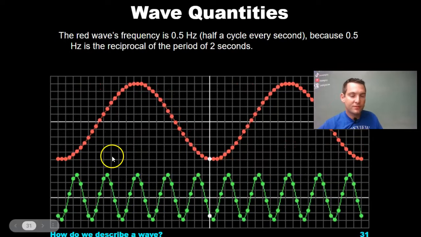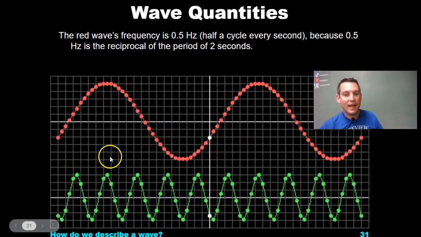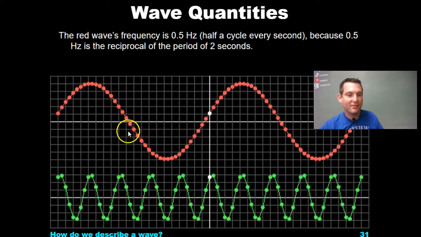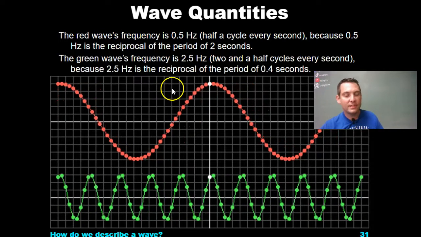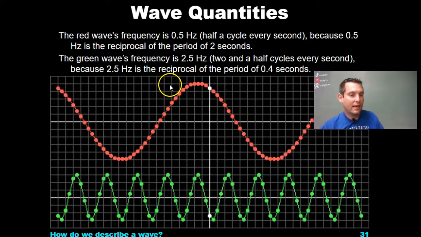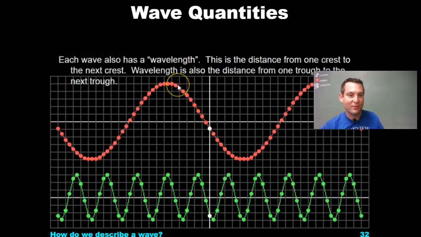The red wave's frequency would be 0.5 hertz, half a cycle every second, because 0.5 is the reciprocal of 2. The green wave's frequency is 2.5 hertz, because 2.5 hertz is the reciprocal of the period, which is 0.4.